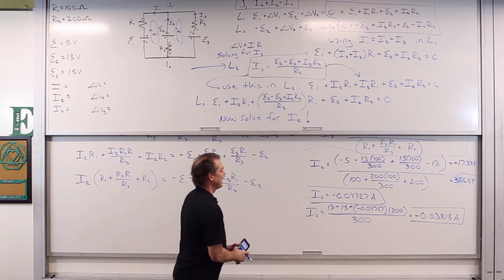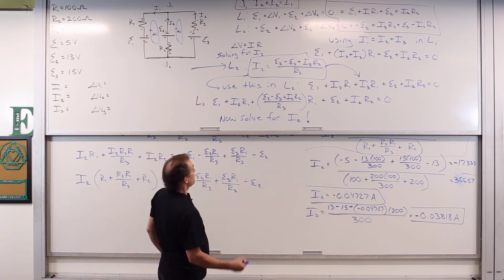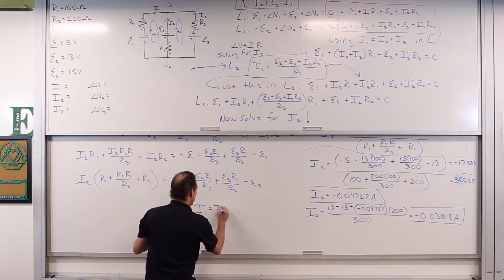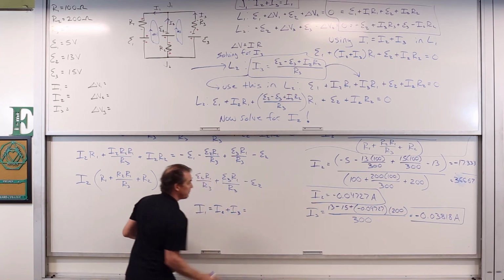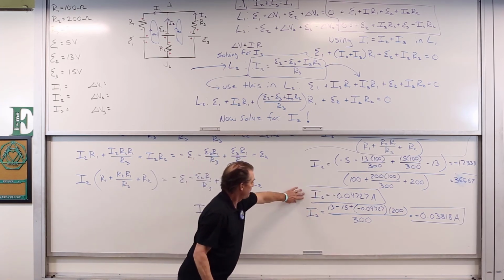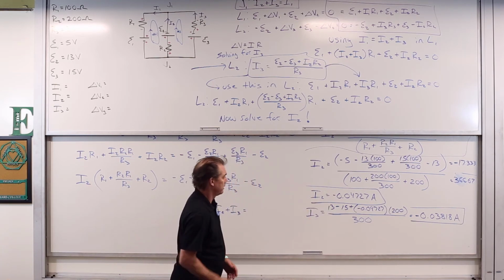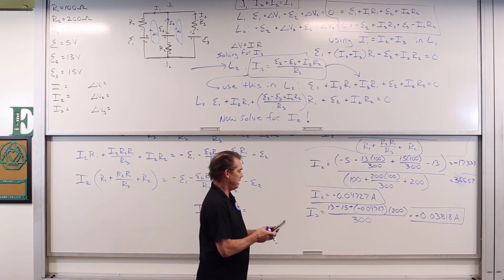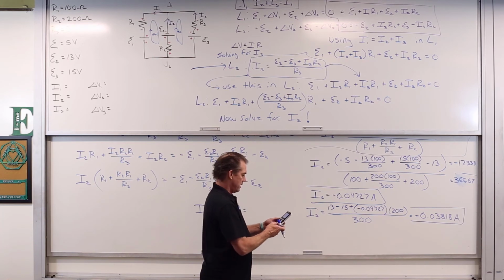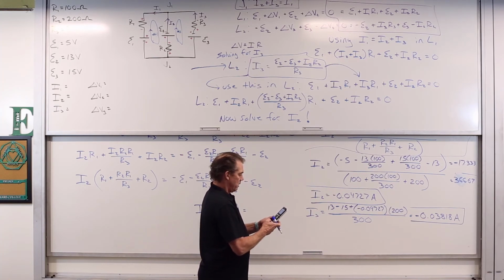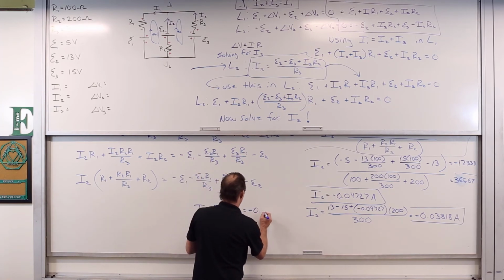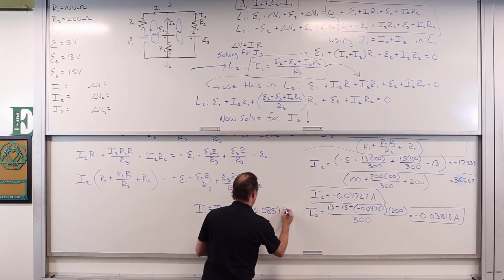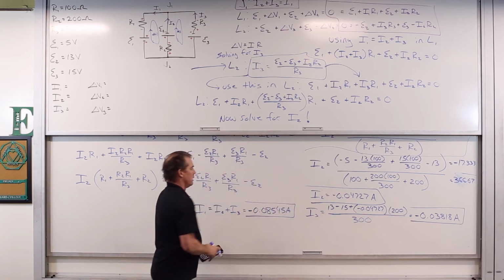All right, then lastly, what do we got? Well, we've got that I1 is I2 plus I3. I1 is equal to I2 plus I3 from the very beginning. So what's I2 plus I3? Well, it's that plus that. It's negative 0.08545. Let's make sure. Answer: negative 0.08545 amps. There we go.